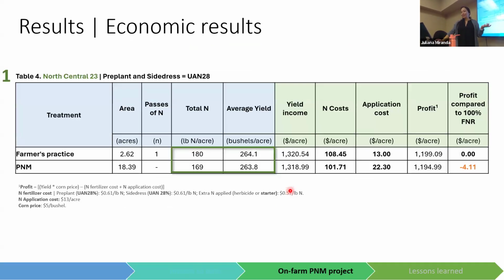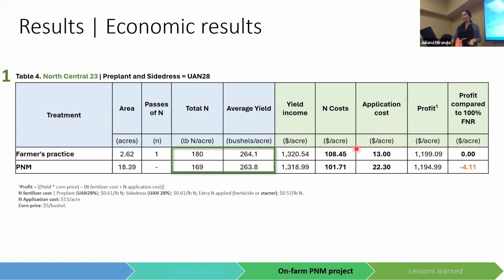So we're going to see these examples. Here, I want you to focus on the total nitrogen use and the average yield for the farmer's practice and for the strategy that we test. You can see that compared to the farmer's practice, we were able to reduce some nitrogen per acre. So imagine this is about 11 pounds of nitrogen per acre. If a farmer does, I don't know, dozens of acres, they are losing a lot of nitrogen. And the yield stays the same.